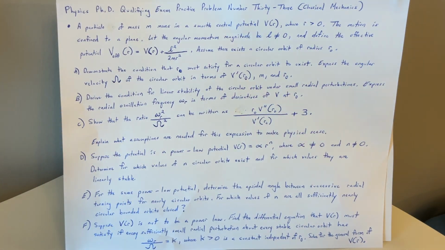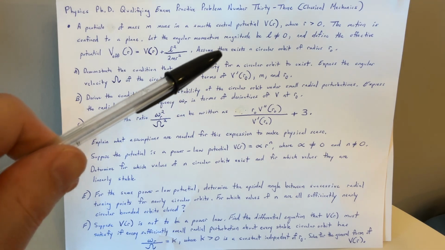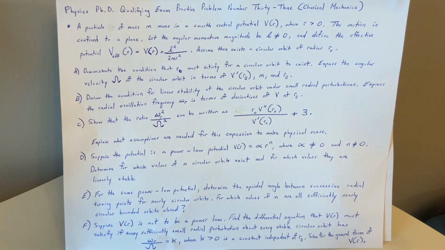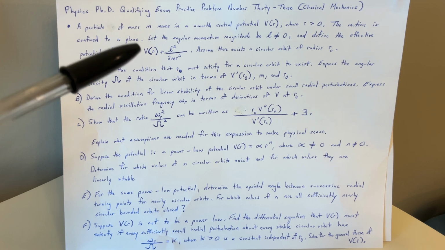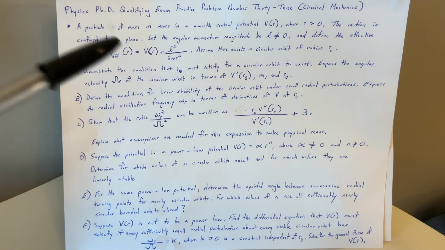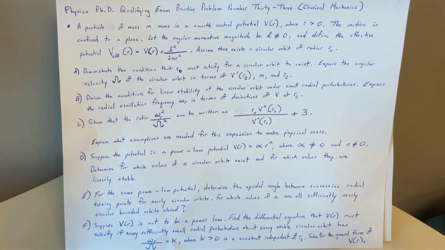So part A: a particle of mass m moves in a smooth central potential V(r), where r is greater than 0. The motion is confined to a plane. Let the angular momentum magnitude be L, which cannot equal 0, and define the effective potential V_eff(r) equals V(r) plus L squared over 2mr squared. Assume there exists a circular orbit of radius r naught.